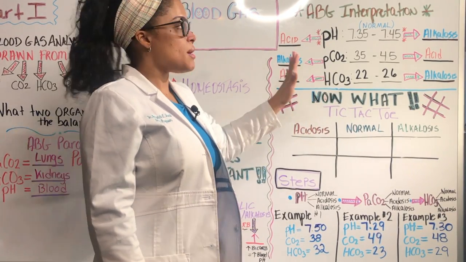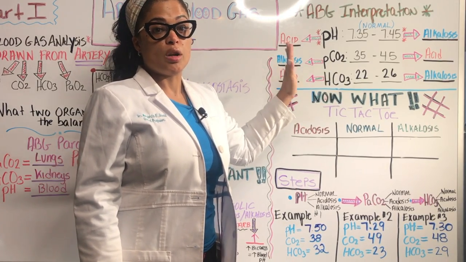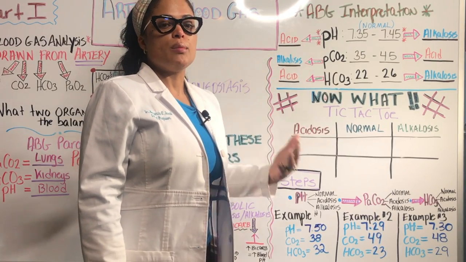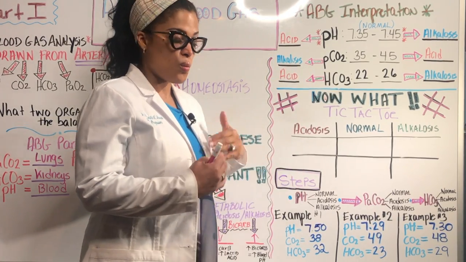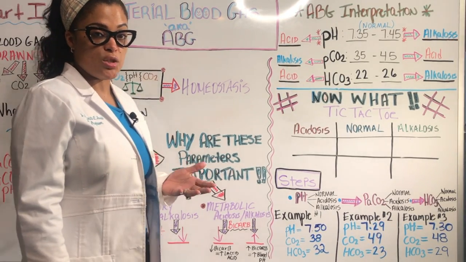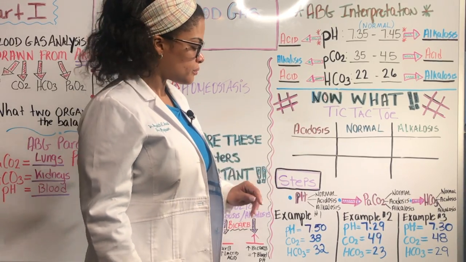You have to memorize these normal ranges. That is number one priority, because knowing these normal ranges, you are able to understand when you get these abnormal results, when you have an ABG in front of you, and that way you can plug them in.